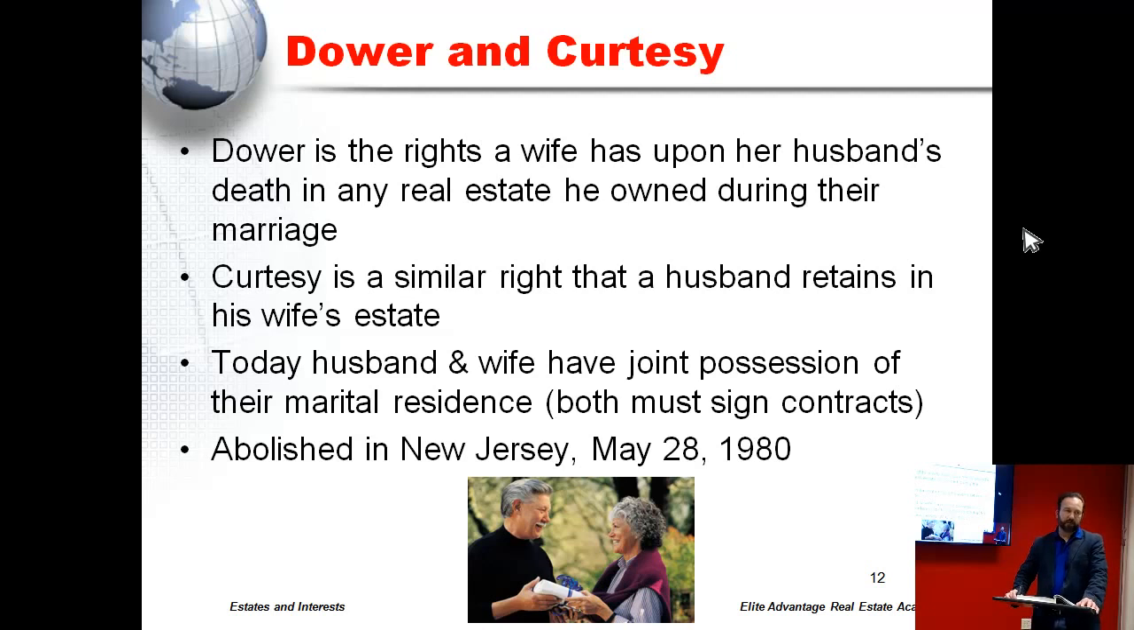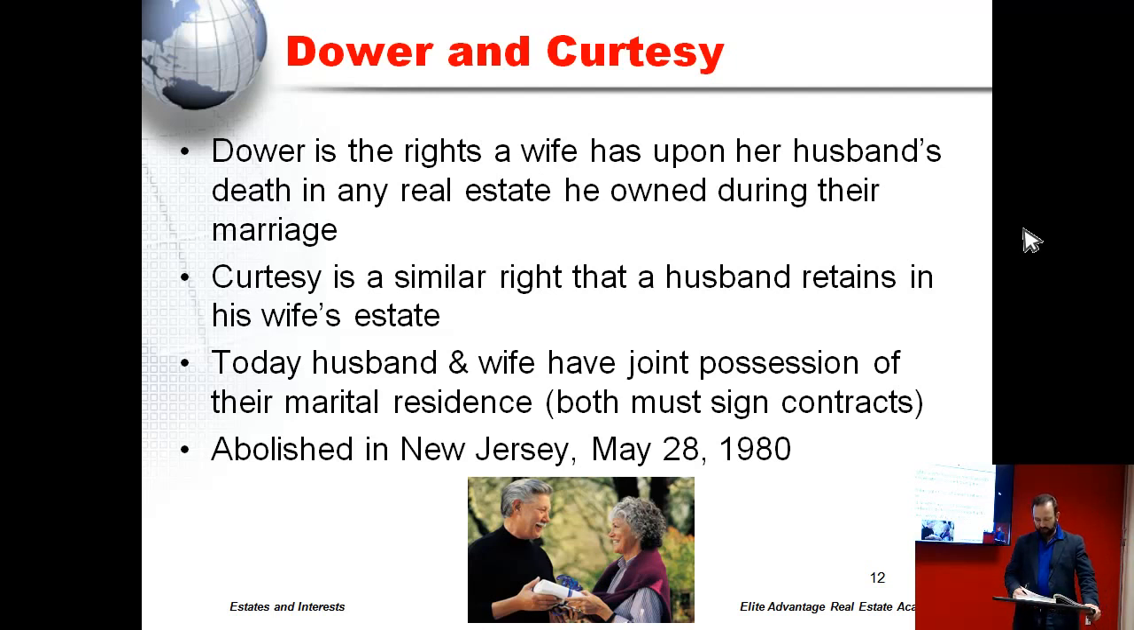owned during their marriage. Curtsey, on the other hand, is a similar right that the husband retains in the wife's estate. Now, today we don't practice this in New Jersey, but anything prior to 1980, we may see Dower and Curtsey. I haven't seen it in my career, 23 years. I don't know if anybody else has seen it. However, it's been abolished. So the surviving spouse has the rights of Dower and Curtsey.